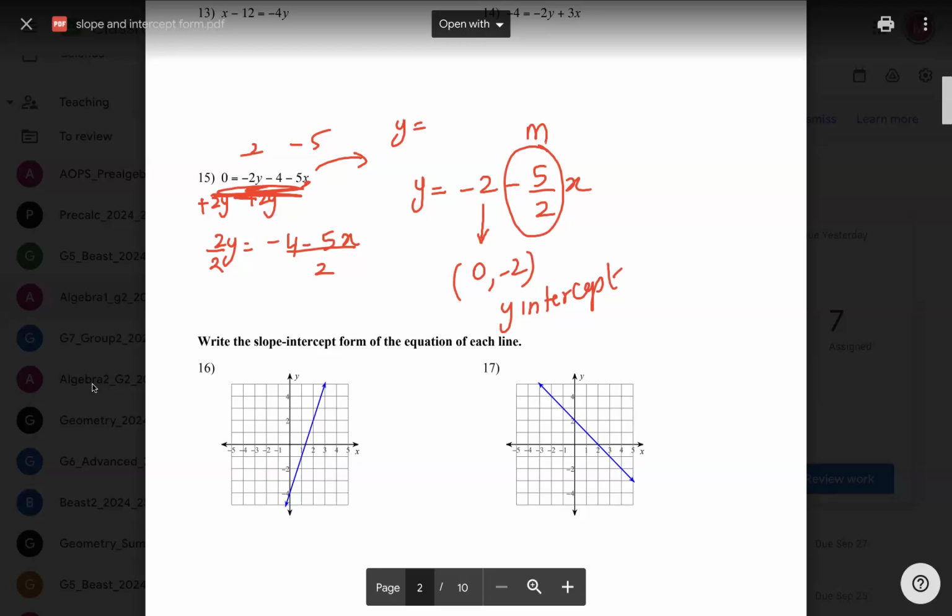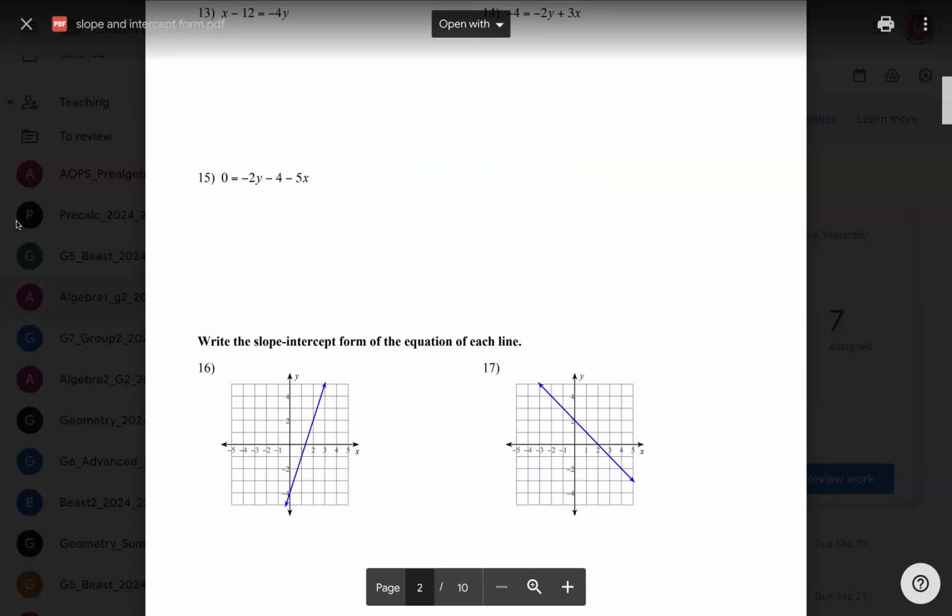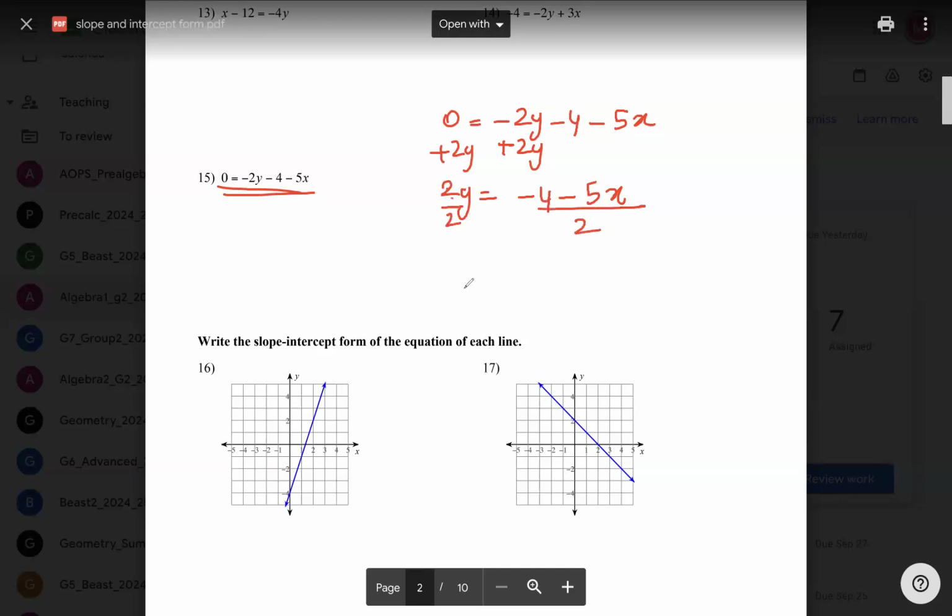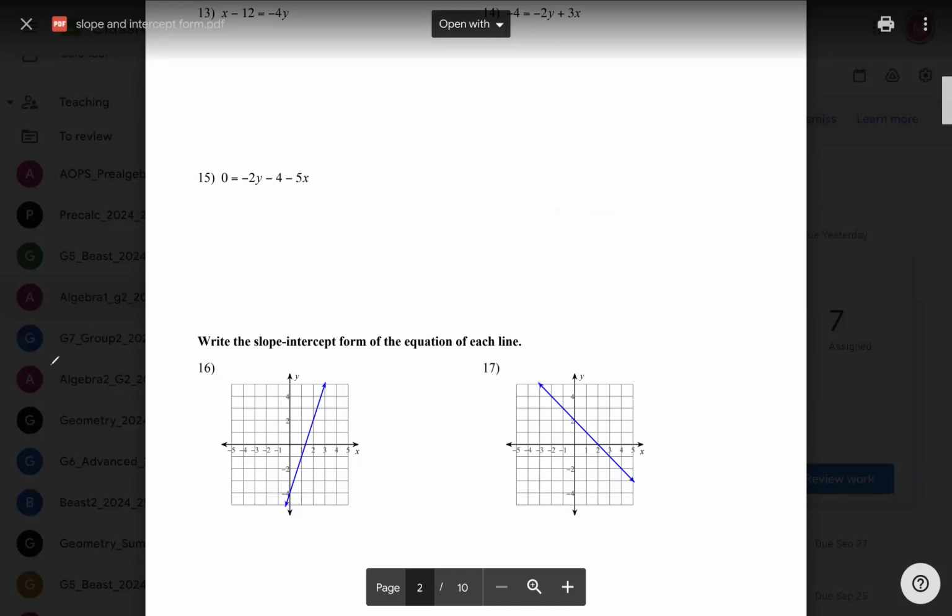We always try to isolate the y. See here, 0 equal to -2y minus 4 minus 5x. Y should come to one side: 2y equal to -4 minus 5x. But y has to be by itself. 2 has been multiplied with it, so you divide by 2 throughout. You got it?